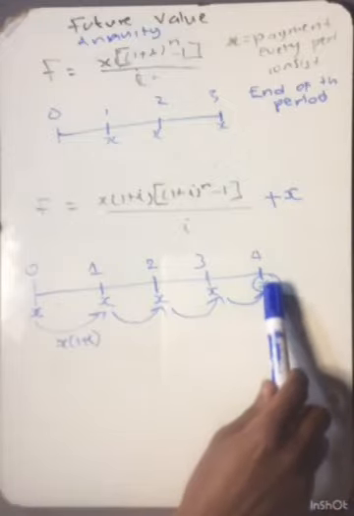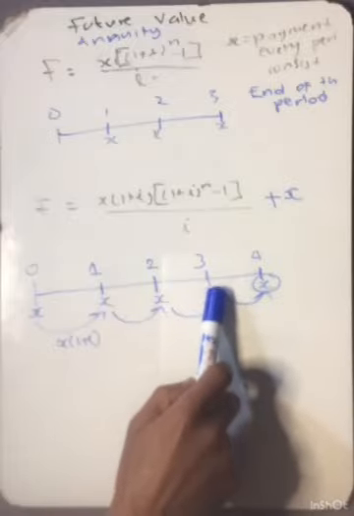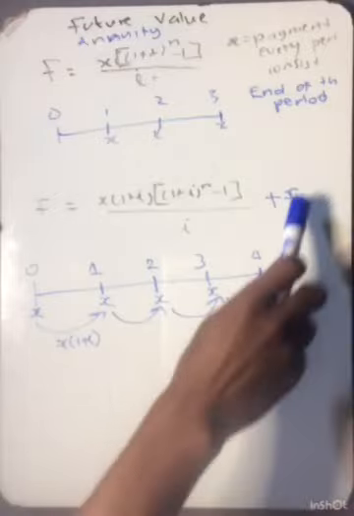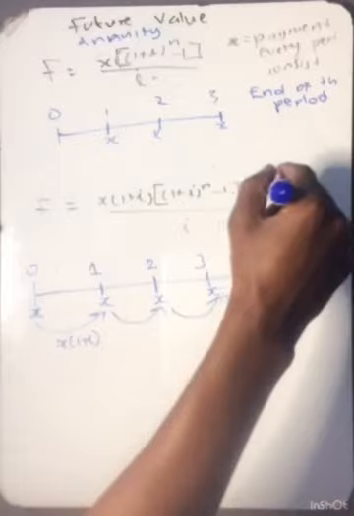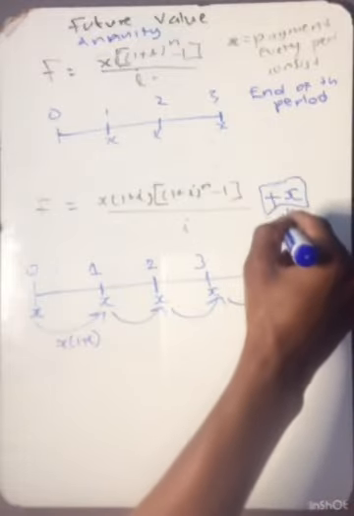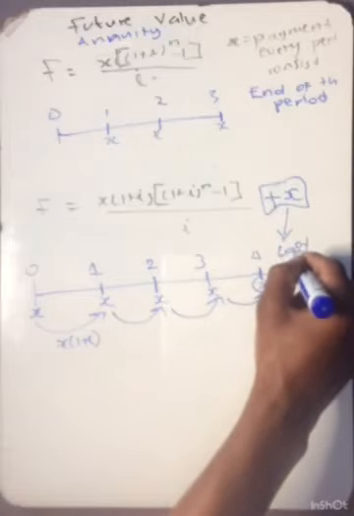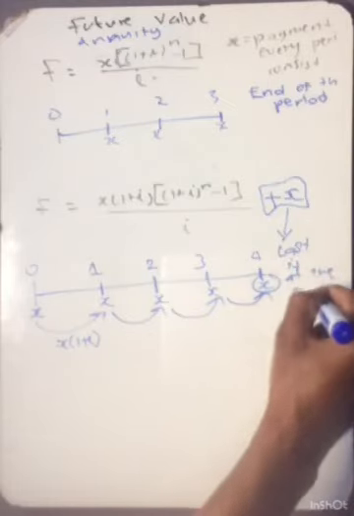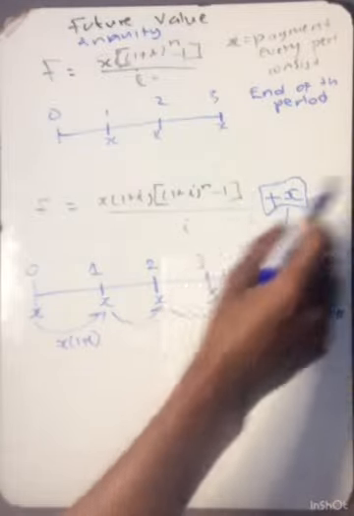Unless there is no payment here, because this is happening at the beginning of the 4th year. But if there is also a payment at the end of 4 years, then you have to add that X. But if there is no payment at the end of 4 years, it's just at the beginning of 4 years, then you don't add that one. That is on condition that there is a payment at the end of 4 years, the last payment. That is when. But other than that, you don't have that part.